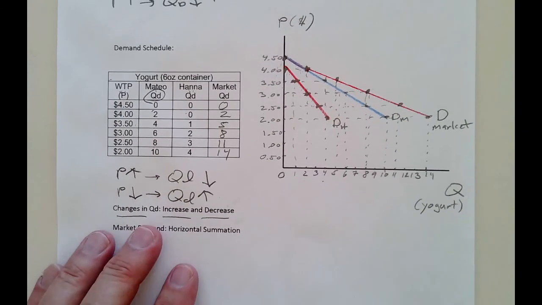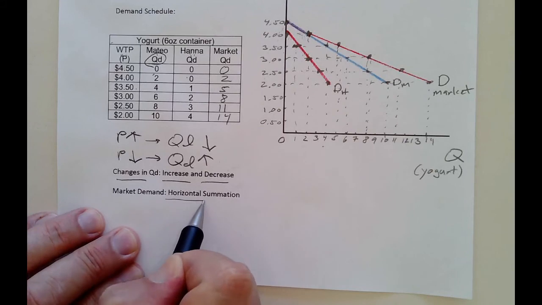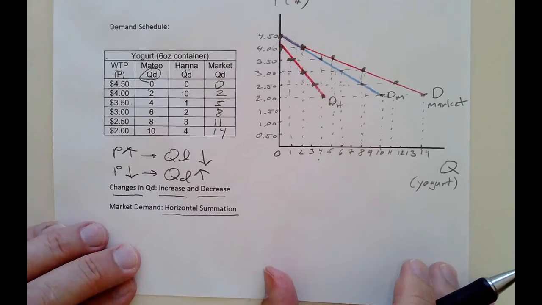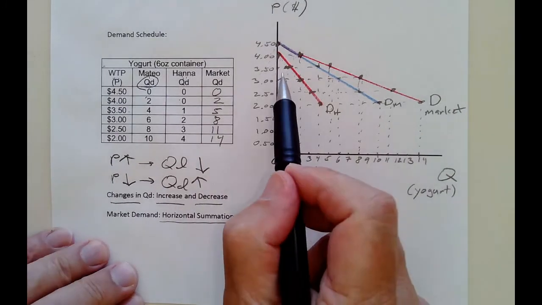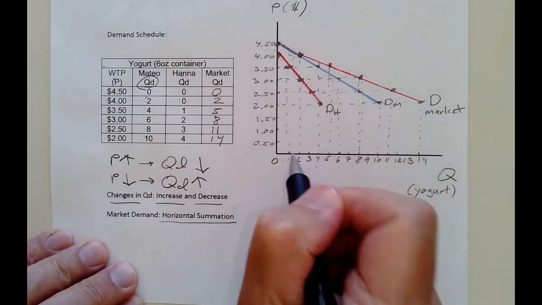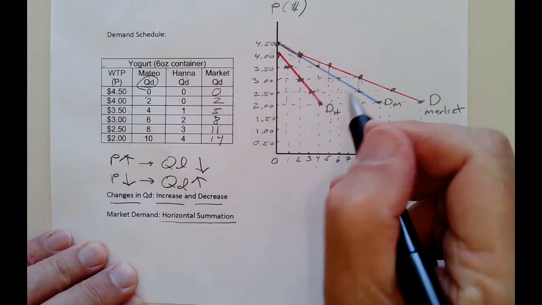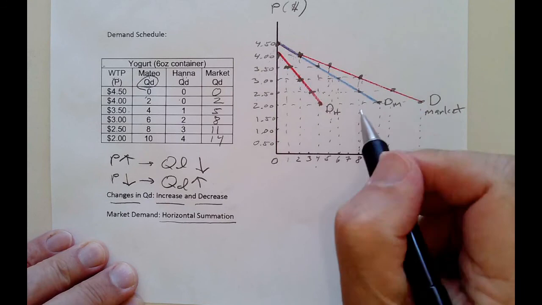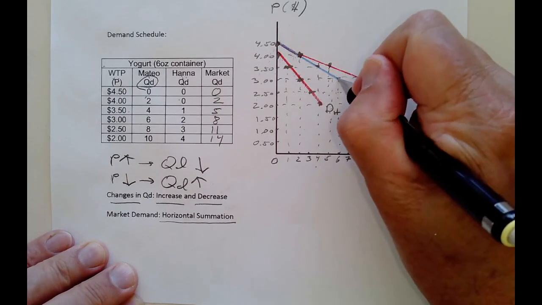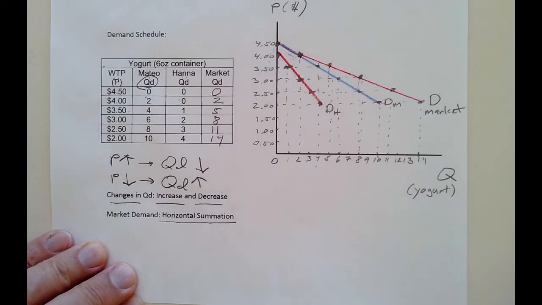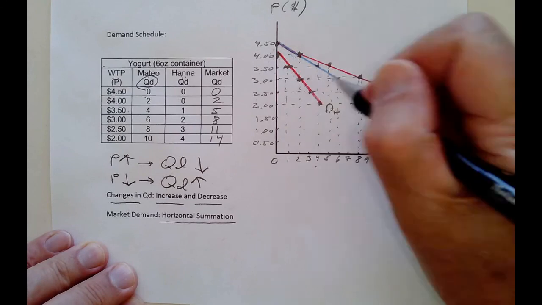This is called, in economic terminology, horizontal summation. And that's what we do. We sum horizontally. So, for example, at $3.50, we summed the 1 from Hannah to the 4 from Mateo, and we got 5. At $3, we sum the 2 from Hannah, and we sum the 6 from Mateo to get the 8 out there. At $2.50, we took the 3 from Hannah, add that to the 8 from Mateo, get the 11 out there.